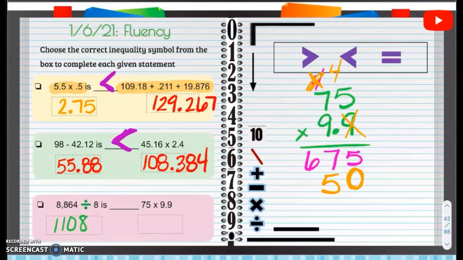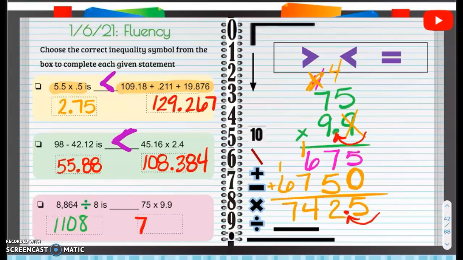Oh my goodness, I tapped my pen. Let's add them up. 5 plus 0 is 5. 7 plus 5 is going to be 12. 6 plus 1 is 7, plus 7 is 14. 6 plus 1 is 7. Don't forget to put your decimal in one place. So it's just going in 1. So our answer is 742 and 5 tenths.